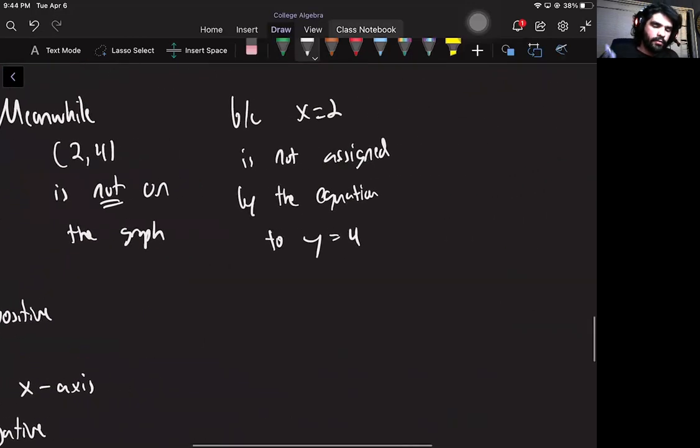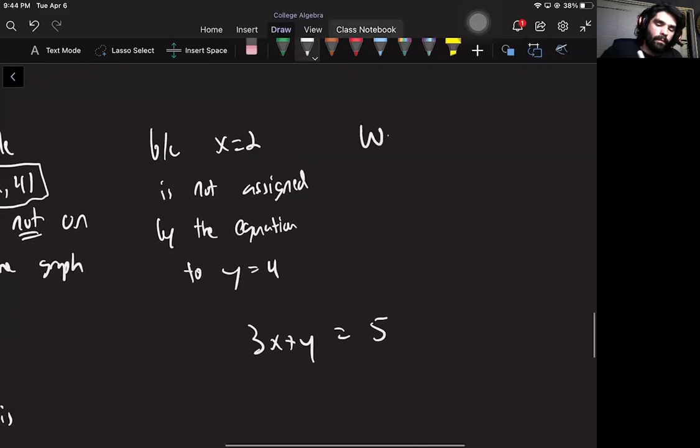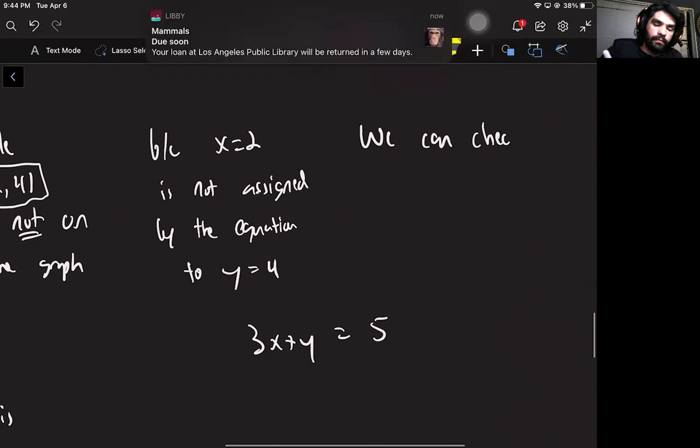And I can, in fact, just verify it real quick. If I try to plug it in, so I replace x with 2, and I replace y with 4. So let me write the whole thing down. So here's how I can test that this is not on the graph. So you can check this.